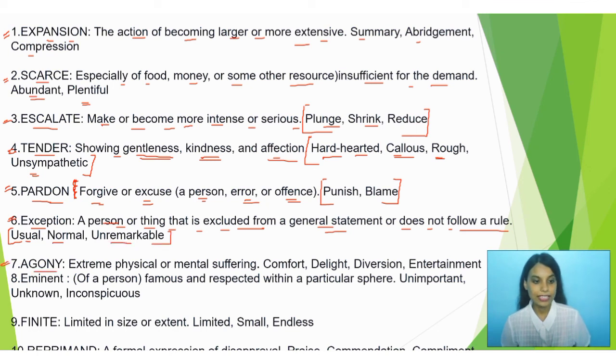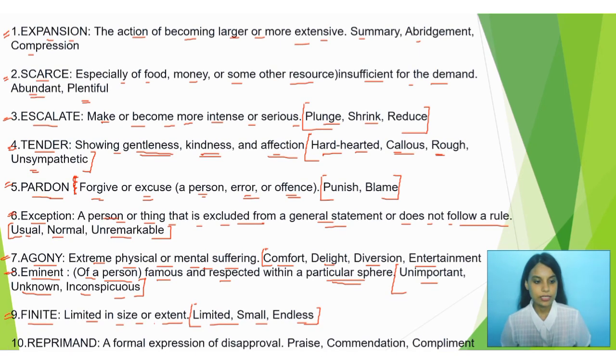The next word is agony, which means extreme physical or mental suffering. And the opposites are comfort, delight, diversion, entertainment. Next word is eminent. This means of a person who is famous and respected within a particular sphere. And the opposites are unimportant, unknown, inconspicuous. Yeah, next word is finite, which means limited in size or extent, and the opposites are limited, small, and endless.